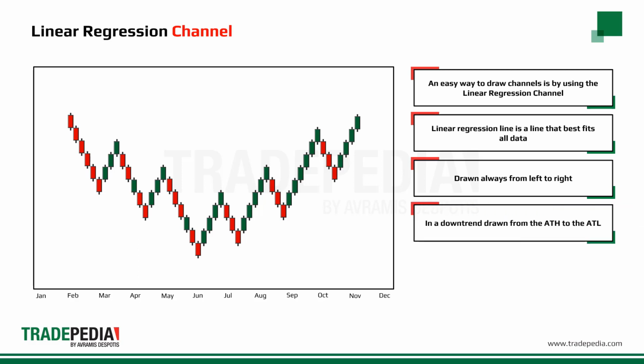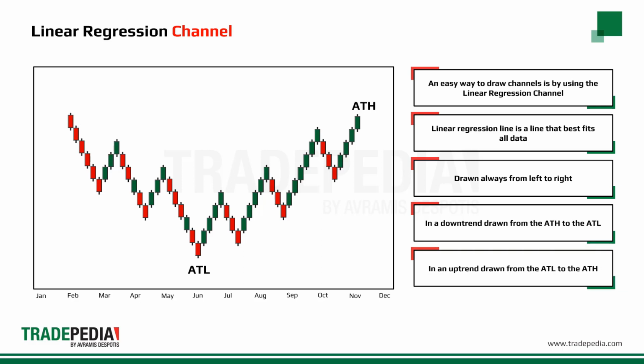In a downward trend, we draw it from the all-time high to the all-time low of our time frame, while in an uptrend, we draw it from the all-time low to the all-time high of our time frame.